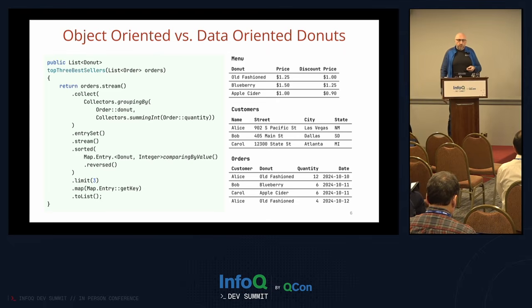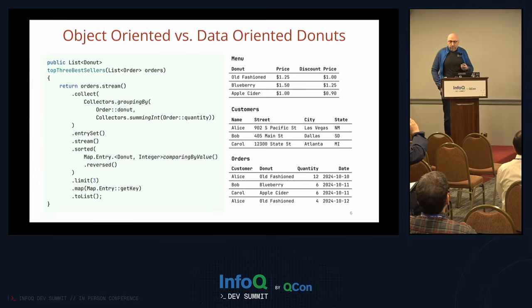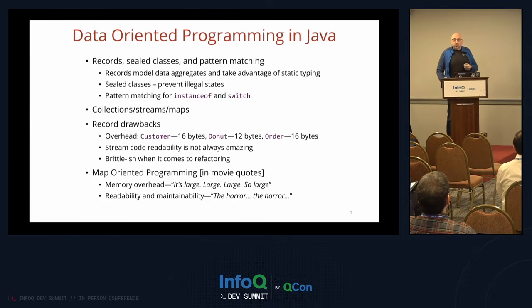And this function finds top 3 best-selling donuts by quantity. And this is basically Java code, modern Java code that does data-oriented programming in Java. In fact, Java support for data-oriented programming has been evolving, and there are a lot of features added, some of them you see on the slides.